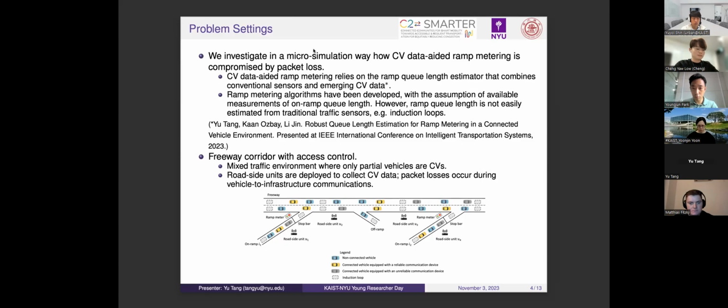In our previous paper, we proposed a robust Q estimation that combines the CV data and the traditional traffic sensors. So here, CV data aided RAM metering means that the RAM controllers rely on the RAM QLens estimator, and the below figure shows the freeway corridor with access control that we modeled. Here, access control means that for each on ramp, there is a RAM meter placed at the end of the on ramp, so that the traffic flow from on ramp into freeway is controlled.